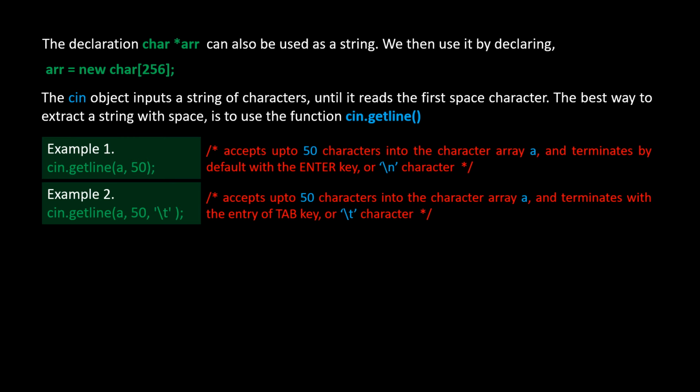In example 2 we have cin.getline(a, 50, '\t'). It accepts up to 50 characters into the character array a and terminates with the entry of tab key or the \t character.